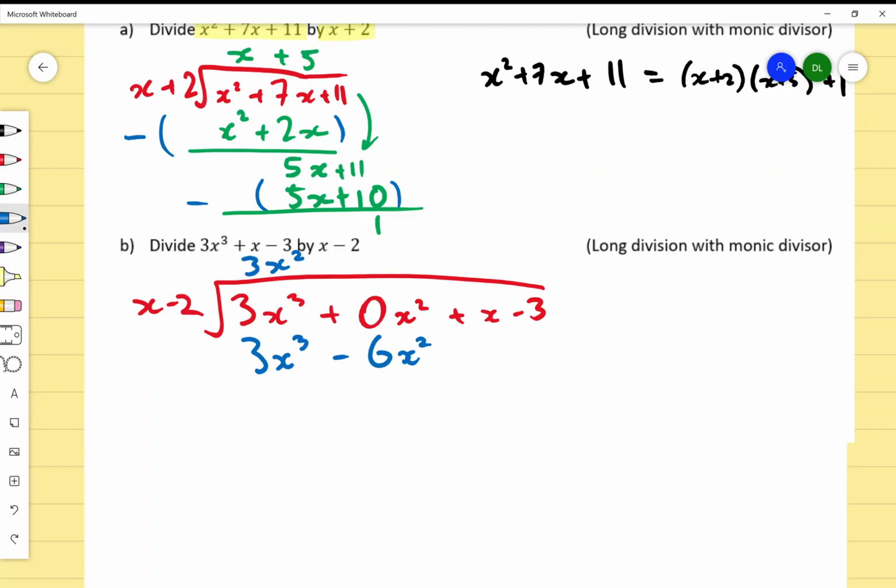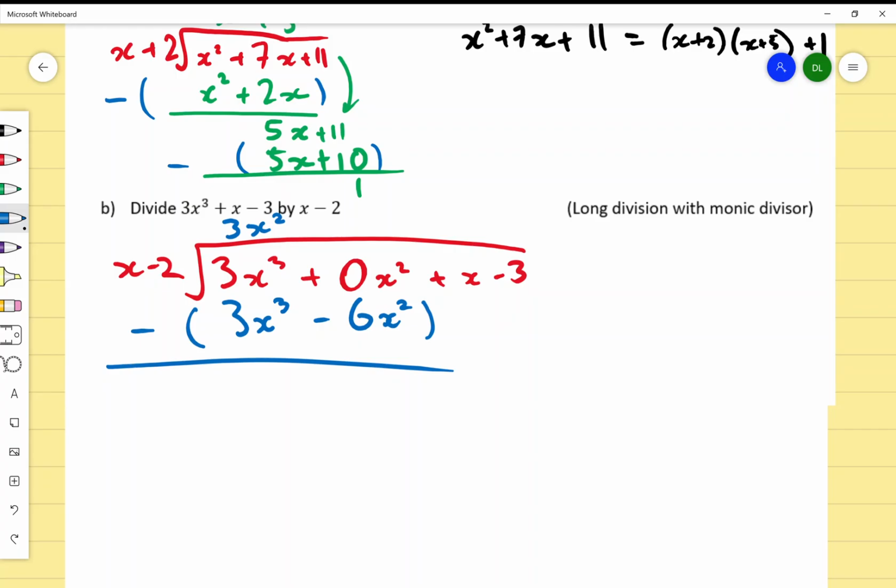Good. Now once again, what are we doing? What operation? Subtraction. So 3x cubed, take away 3x cubed gives me nothing. 0x squared, take away negative 6x squared gives me, sorry? Negative? Positive 6x squared, good. I'm going to bring the x down.